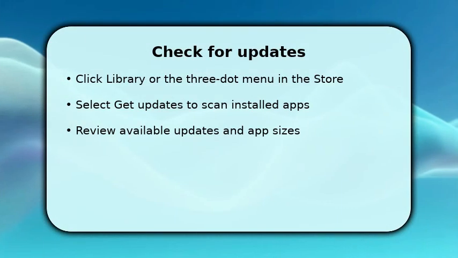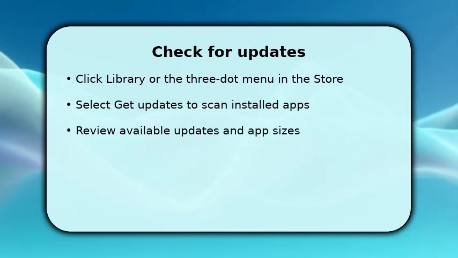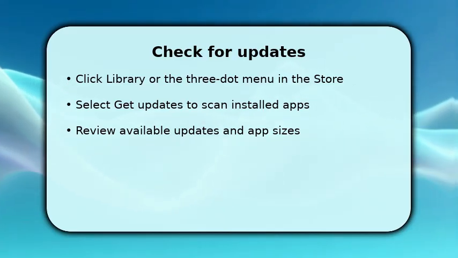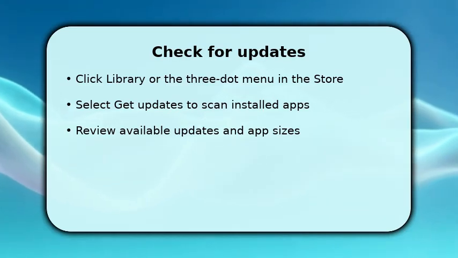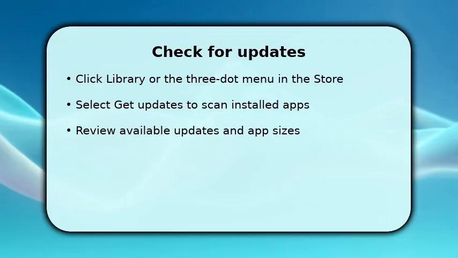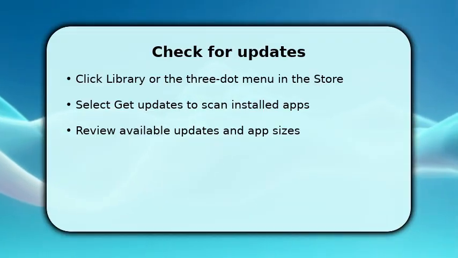Next, go to the library or use the three-dot menu and choose App Updates. This triggers a fresh scan of installed apps and games. You click Get Updates to have the store compare local versions against the catalog. This process reveals required downloads and shows each update size so you can manage bandwidth.